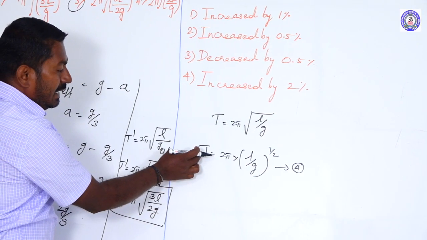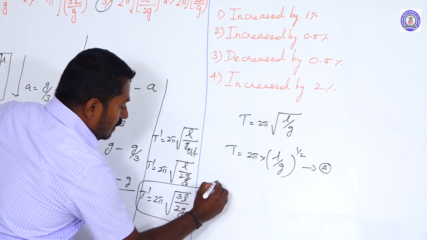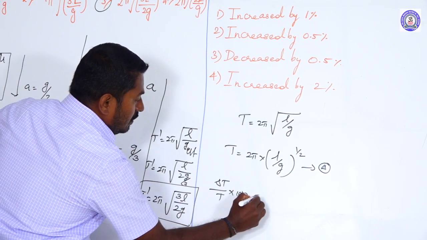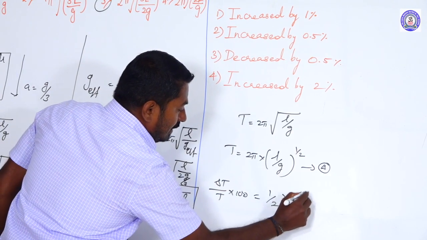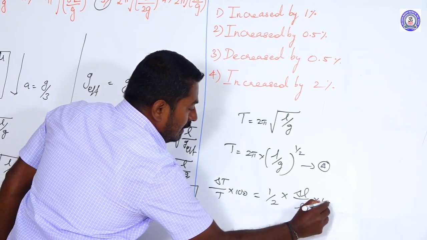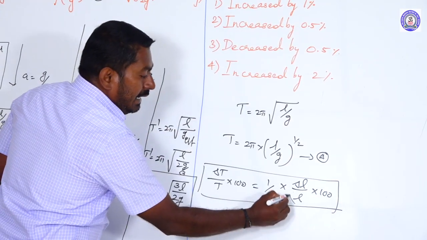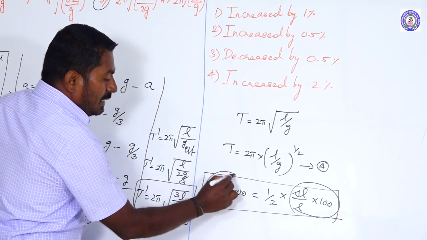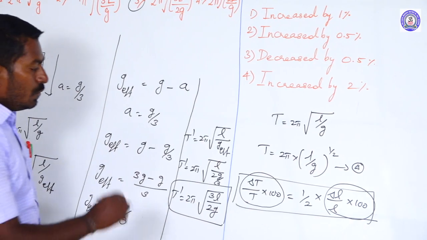Percentage of increasing in time period, if it is increasing in length: del T divided by T into 100, which is equal to 1 divided by 2 into del L divided by L into 100. It is an important expression. If it is percentage of increasing in length of the simple pendulum, how it will be changing the percentage of increasing in time period? It is one of the expressions.